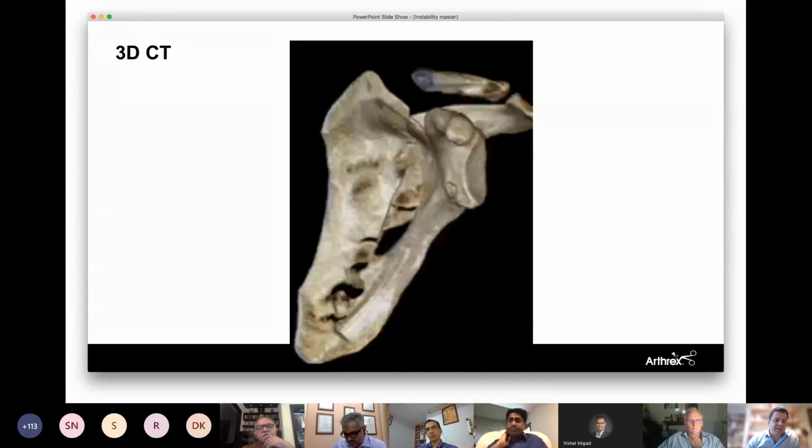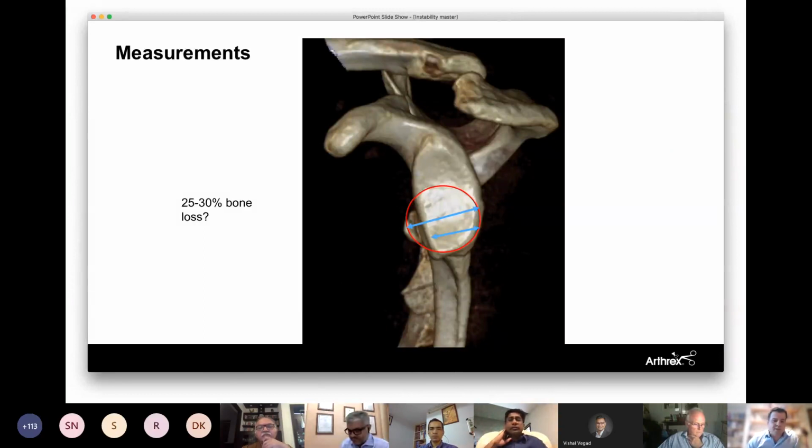Then it's good, I think, to also quantify the Hill-Sachs lesion, because if the glenoid here is 30 millimeters and the bone loss is 30%, then you need only a 15 millimeter Hill-Sachs to be off track. Here I try to measure and calculate it. I think it's maybe 20, 25, 30% bone loss. It's not exact science, but it's quite good bone loss here. And we have the poll now.